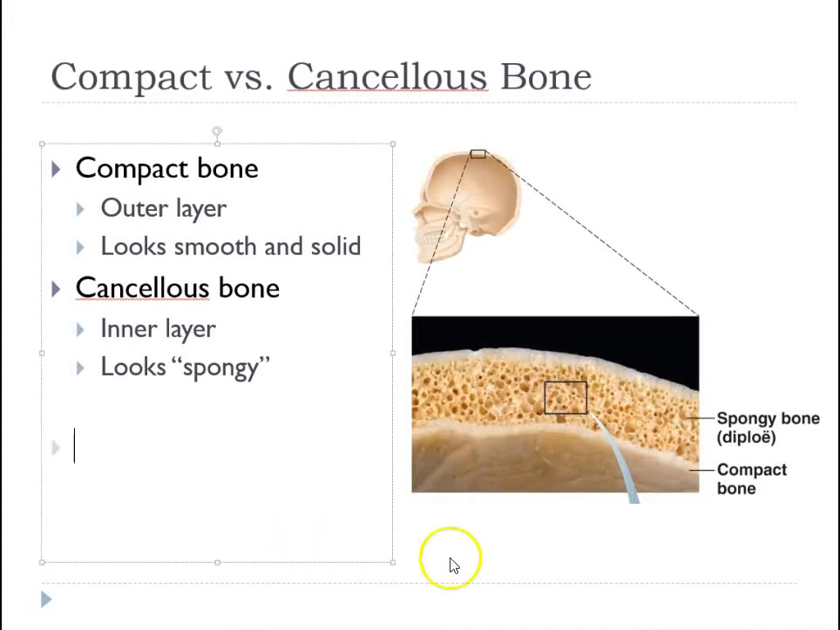So let's talk about the differences between compact and cancellous bone. Compact bone is going to be the outer layer that looks sort of solid and smooth, the ones that we were touching when we were in lab. And cancellous bone is the inner layer.